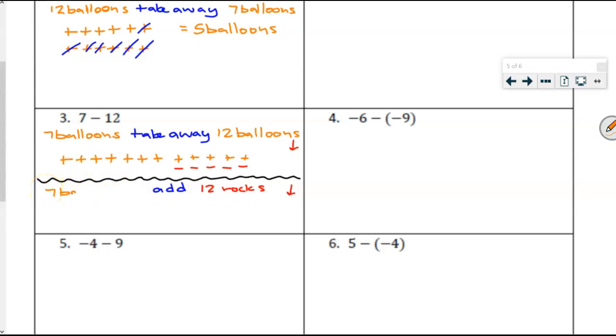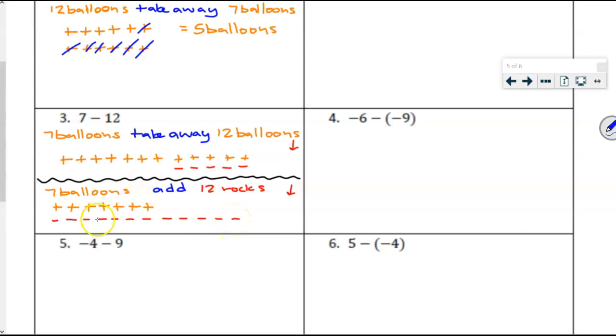Remember, we're still starting with our 7 balloons. I'm going to draw those 7 balloons again. 1, 2, 3, 4, 5, 6, 7. And now what am I supposed to do? Add 12 rocks. So all I have to do is just start drawing rocks. Do I have to draw the zero pairs to go with it if I change this problem? No. I just have to add the rocks. So let's do that. 1, 2, 3, 4, 5, 6, 7, 8, 9, 10, 11, and 12.